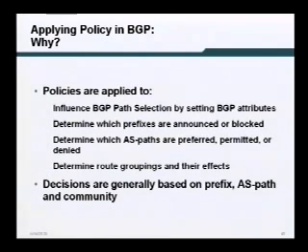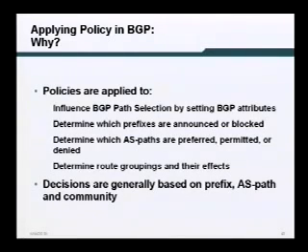You may have a private relationship between you and another ISP that you don't want the whole wide world to know about, so you use policy for that. You can use policies to determine which AS paths are preferred, permitted, or denied. You may get wonderful transit through one ISP, even though the path through another ISP might be better. So you set BGP policy so you get transit through the nicest connection.